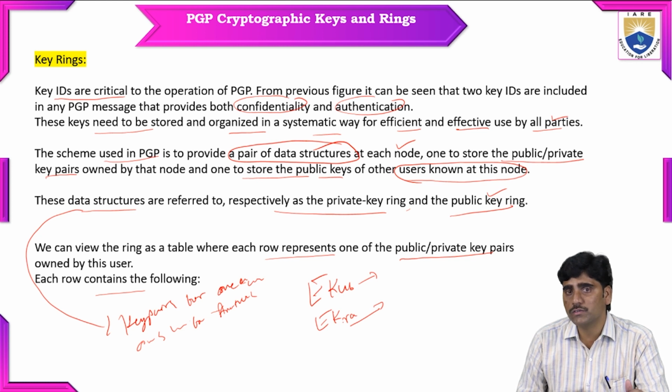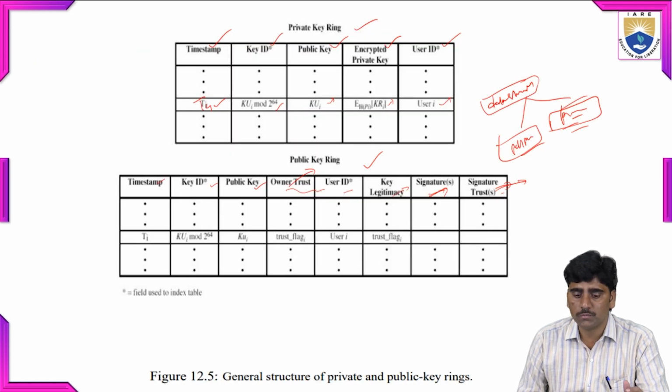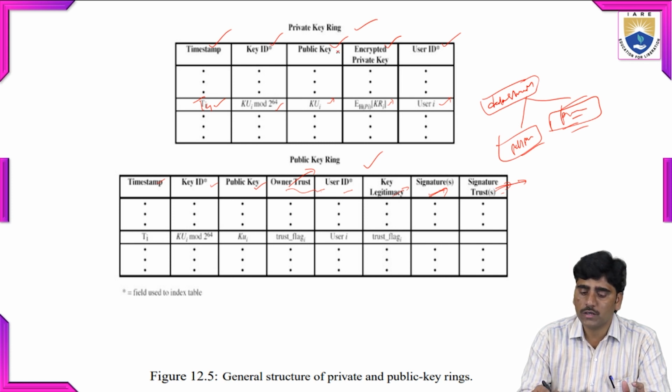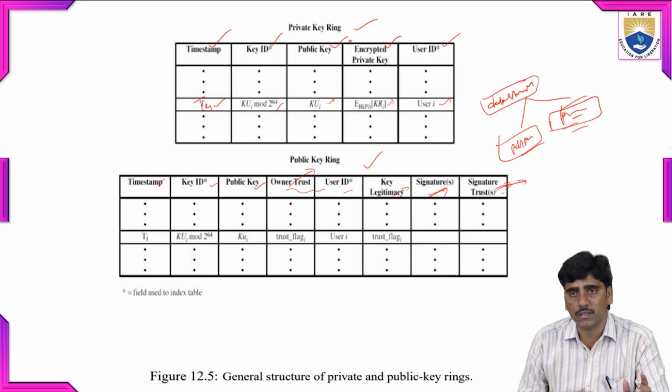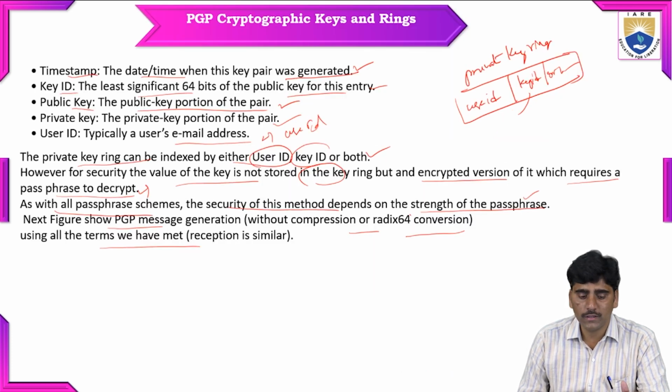And here key rings are used for maintaining key pairs of both public key and private key of the users. There are two types of key rings: the private key ring and the public key ring. These are the general structure of private and public key rings. The private key rings are indexed by user ID, key ID, or both. And similarly, passphrase methods are used depending upon the strength of the passphrase.